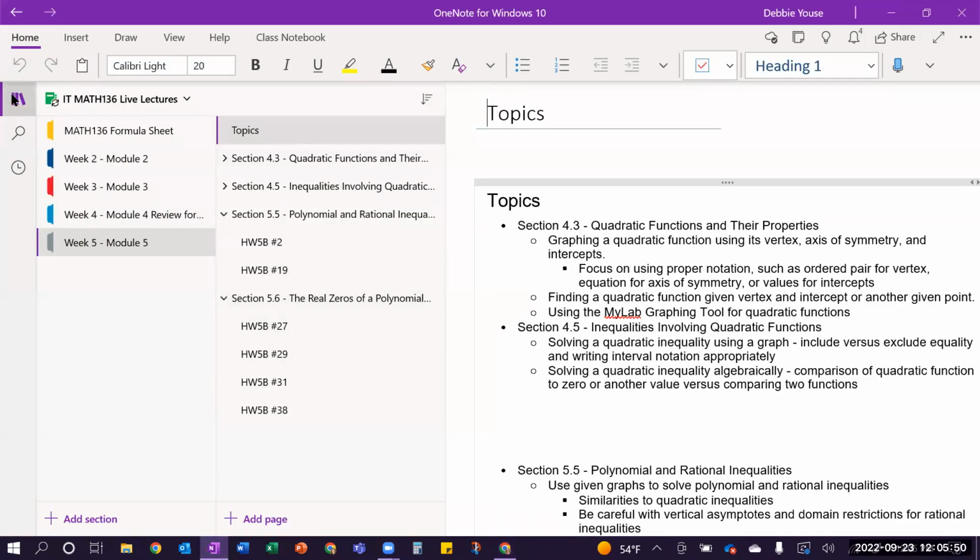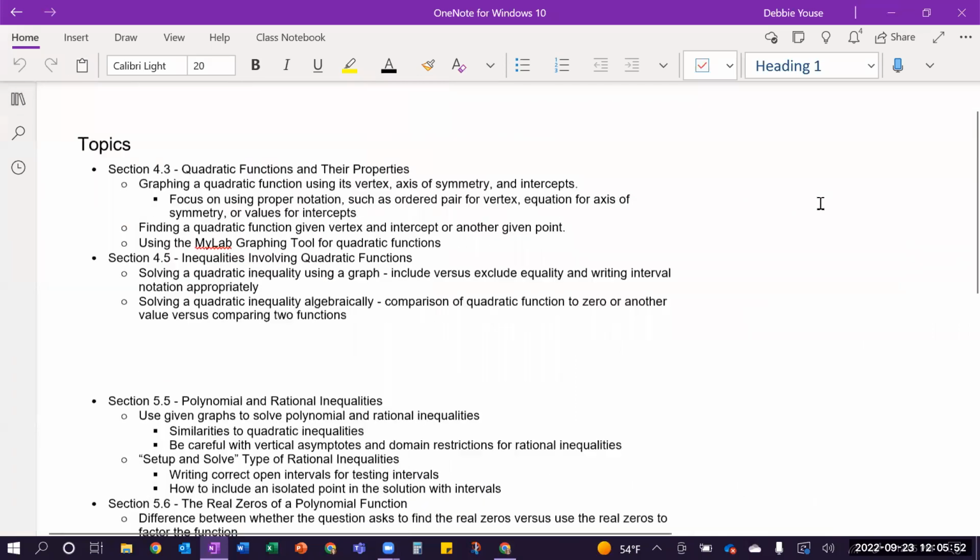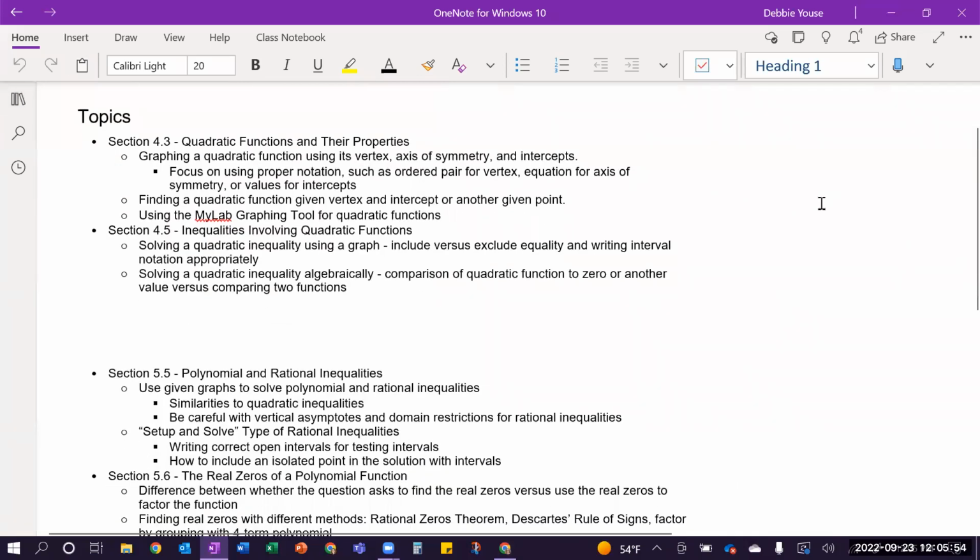So we're going to get to the topics. This is just a copy of what I just showed you in that live schedule. And I have this gap here because really they talk about 2 different things, but some of it is related. So in section 4.3 and 4.5, you're really focusing on quadratic functions solely. And those are a type of polynomial. So they're kind of like a special case. They're a degree 2 polynomial.